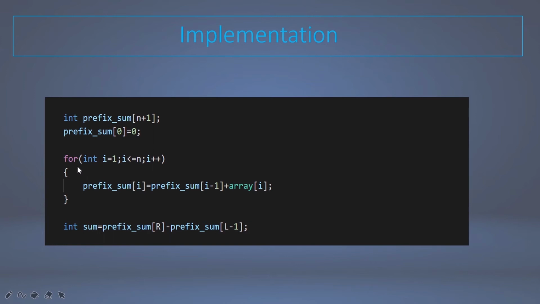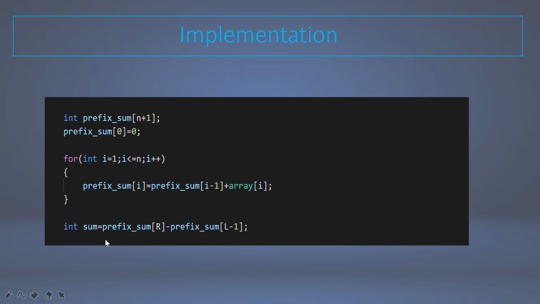Okay, then I am traversing a loop from 1 to n. In every step we are doing prefix sum of I equals prefix sum of I minus 1 plus array of I. So in the ith index of prefix sum we are storing the summation of the element of I minus 1th index of prefix sum and the element of ith index of array. Okay, we will do this in pre-processing, right? Then in every query we will return or print this sum.